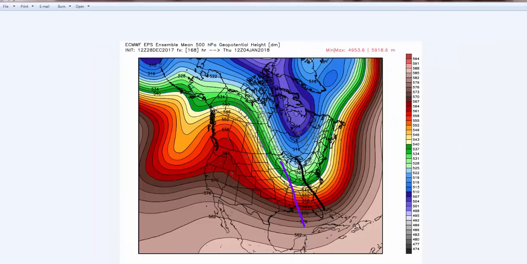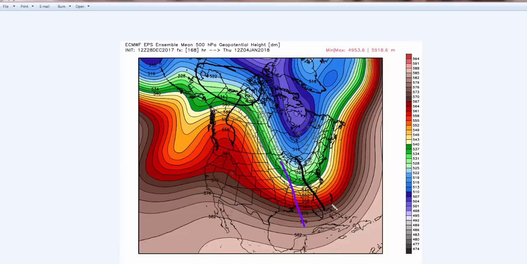Okay. All possibilities. Now, here's the upper air map on the operational European, again, Thursday afternoon. What's it doing here? The problem here, we have a nice ridge on the west coast. That's great. Okay, there's your PNA ridge. That's great. EPO, no, that's neutral.